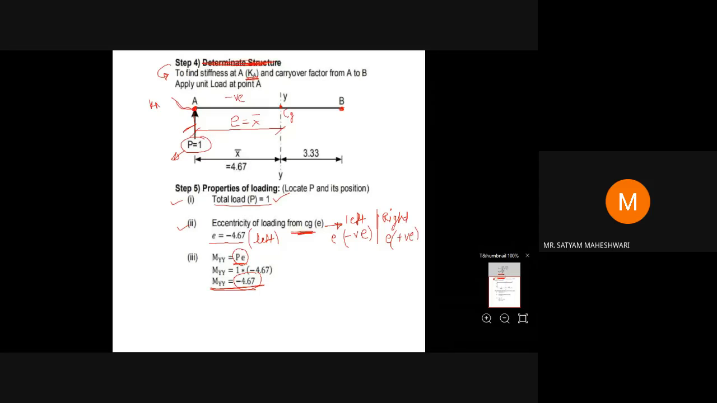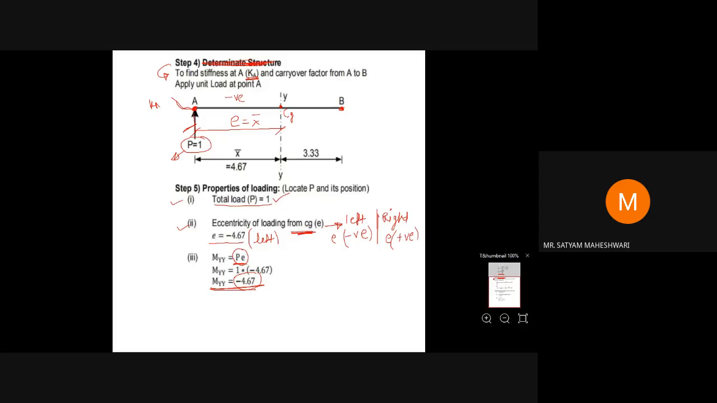Okay, so what is the change here? After finding out the properties of the analogous column section, in the next step, to find the stiffness at A and the carry-over factor, we apply the unit load at A. Then we find the properties of the loading, meaning we locate P and find its position from the y axis. So the total load is always P equal to 1 in stiffness calculation, where you have to find the stiffness. Generally it is asked to find it at ends A and B.